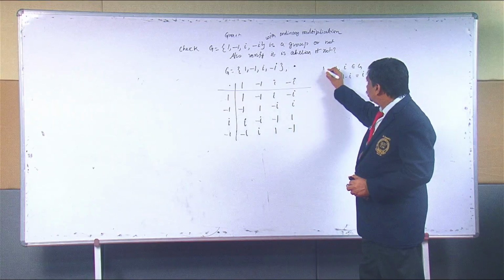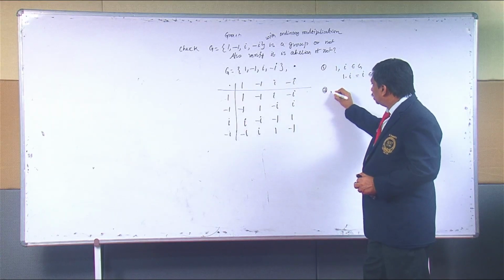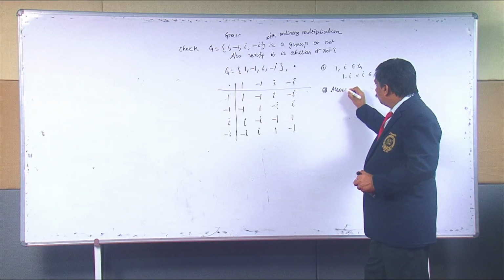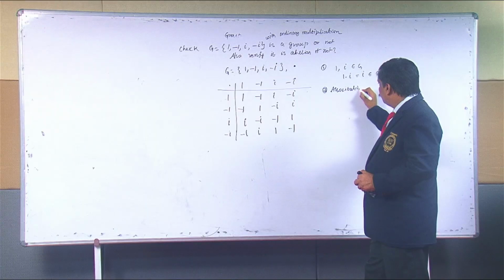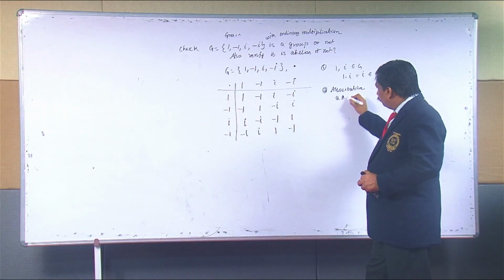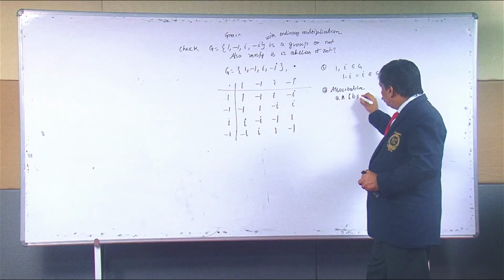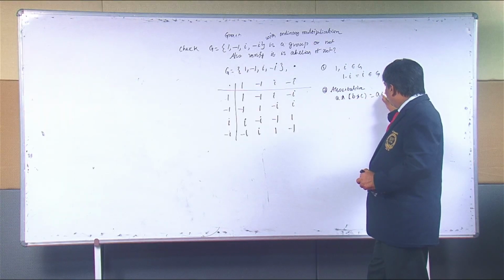Now we can come to the next property. Closure is over. Second one is associative. What is associative? A star B star C is equal to A star B star C.